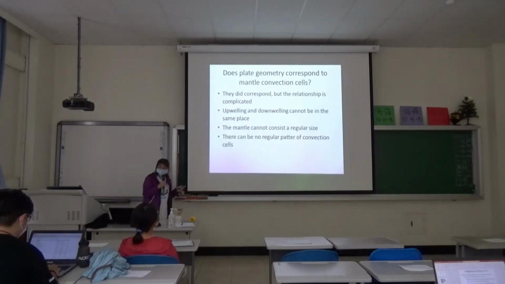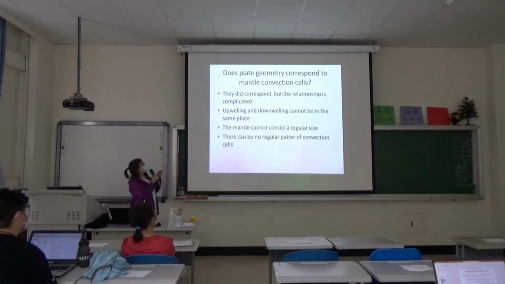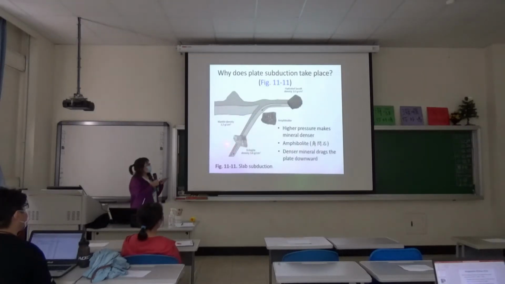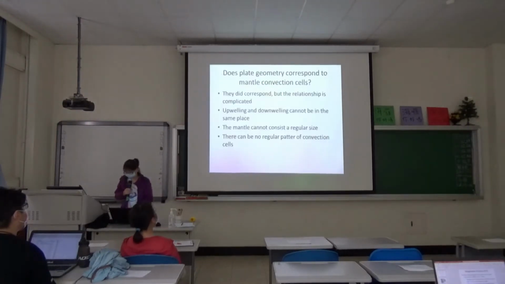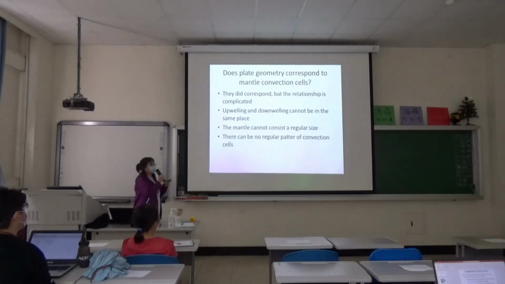So the final question is, does the plate geometry correspond to mantle convection cells? The mantle convection cells means it's like the mantle moving under the plate. And the sentence from the textbook says it did correspond, but the relationship is complicated.